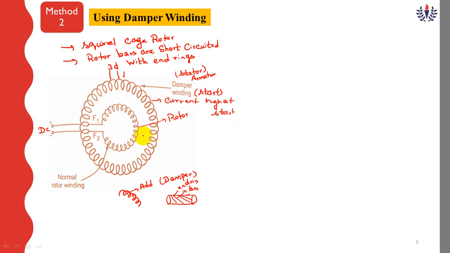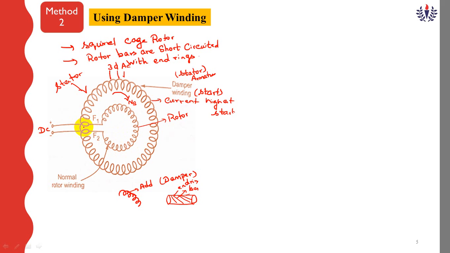Now the operation. We give a three-phase AC supply to this stator damper winding arrangement, since the damper winding is a stator arrangement. Once you give the AC supply, the motor starts rotating as an induction motor at subsynchronous speed, lesser than Ns of 1500, running at about 1490 rpm.